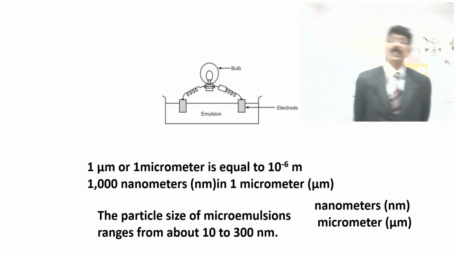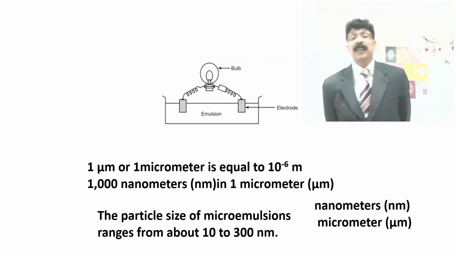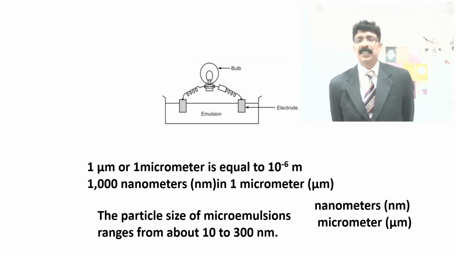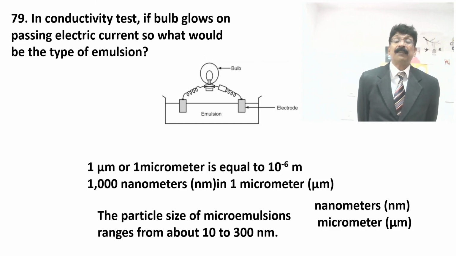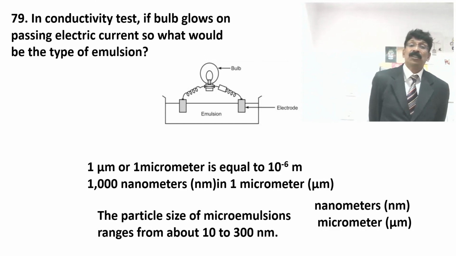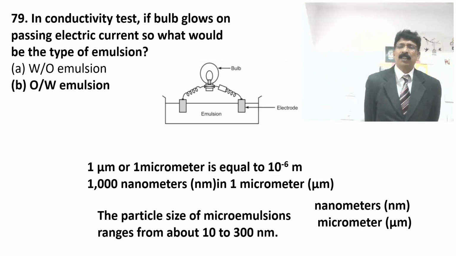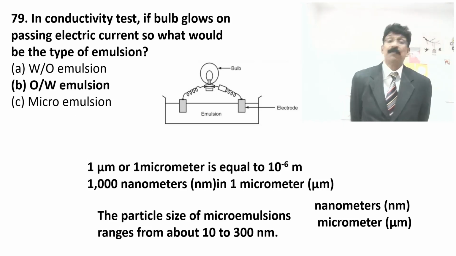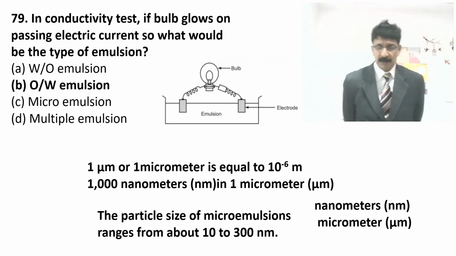This is a picture. Emulsion can also be tested by electrodes. In the conductivity test, the bulb will glow, passing electric current, if it is an oil in water emulsion, because water is the continuous phase, an easy conductor that conducts very fast, and the light will glow. So the type of emulsion can easily be identified by the glowing. Water will be the continuous phase.